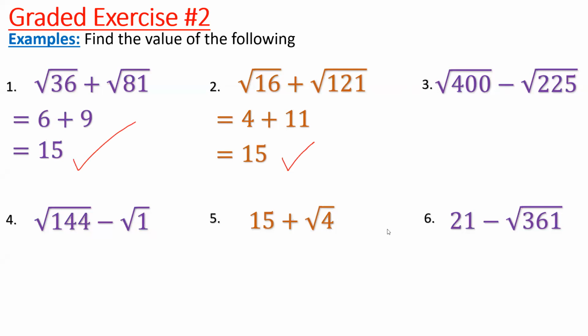Yes, so for number 3, I have 20 subtract 15 because... Go ahead. Wait, can you hear me? My mic keeps muting. I can hear you loud and clear. I was saying the square root of 400 is 20. Subtract the square root of 225, which is 15, and I got 5. The answer is 5. Very good.